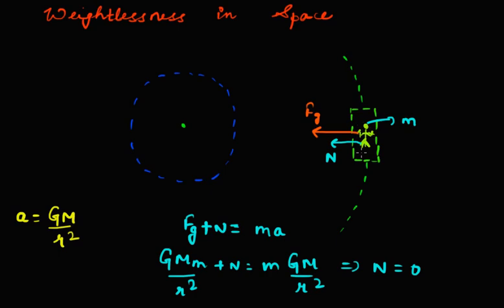So let's now take one astronaut inside the space station as our system, not the space station. As we discussed, this astronaut is also moving in a circular direction. So let's draw the free body diagram. Let's assume that the mass of the astronaut is m. What are the forces acting on the astronaut? The first force would be the gravity due to the Earth on the astronaut, which we'll call Fg, and that will be towards the center of the Earth.